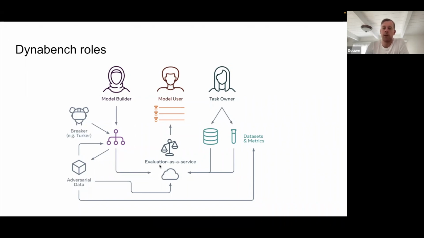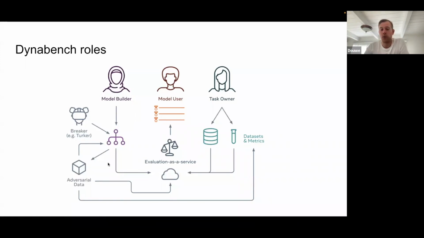And then we have model builders who train up these models, which are then submitted to an evaluation as a service cloud. And so what we do with the results there is we report them to the model user or the consumer, essentially, of these leaderboards, who can then make informed decisions about what models to deploy and what models to choose when. And then, of course, the adversarial or human in the loop component comes from having these breakers. So these could be Mechanical Turk workers or other crowd workers or linguistic experts or anyone you want.